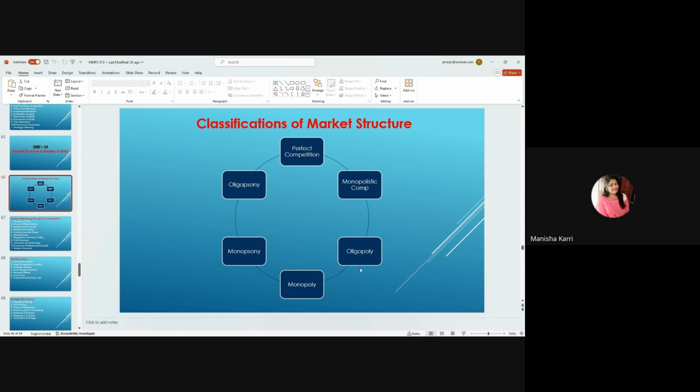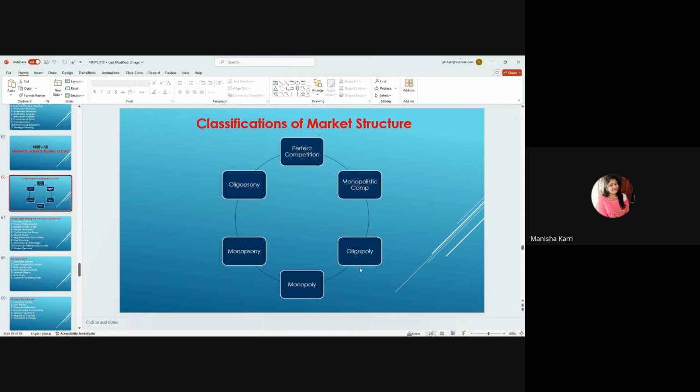Next, oligopoly. In oligopoly, there are very few large firms. The product nature can be homogeneous or differentiated. Entry and exit is very difficult because there are very high barriers to entry. The degree of competition is moderate to high. Firms are interdependent and must consider the actions and reactions of competitors when making decisions. Firms may collude to set prices or output, leading to higher prices for consumers. Examples are the automobile industry, airline industry, telecommunications, etc.